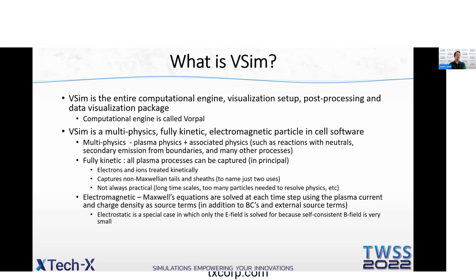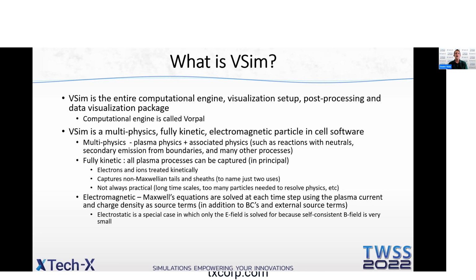By fully kinetic, I think it's important for everyone to understand what we mean, because if you don't need a fully kinetic solution and you're looking for a problem that's going to run out to second timescales, then something like VSim maybe is overkill. But if you need those detailed kinetic processes, if you need to know what's going on in the phase space of the electrons and the ions, then you'll need a code like VSim to solve that physics correctly.